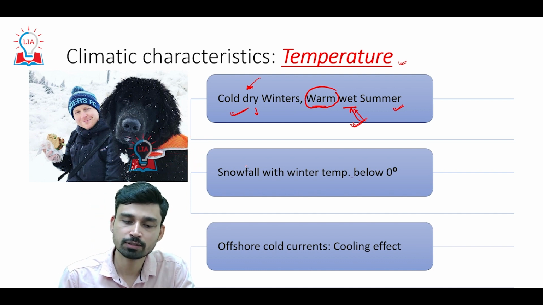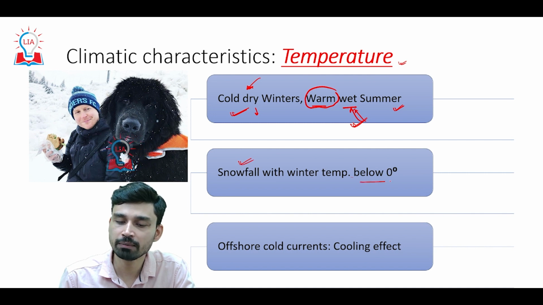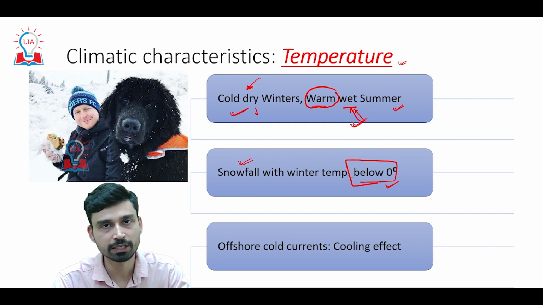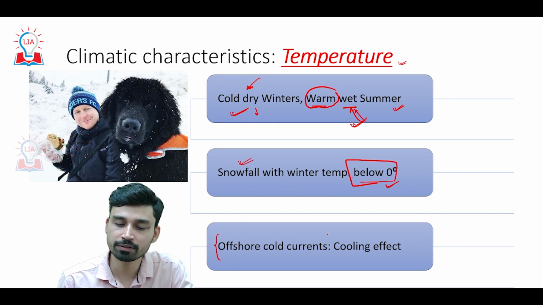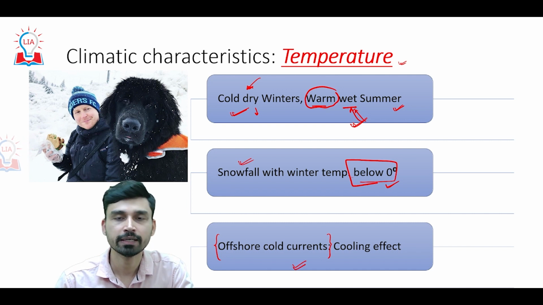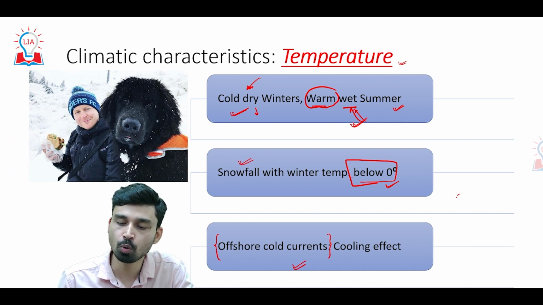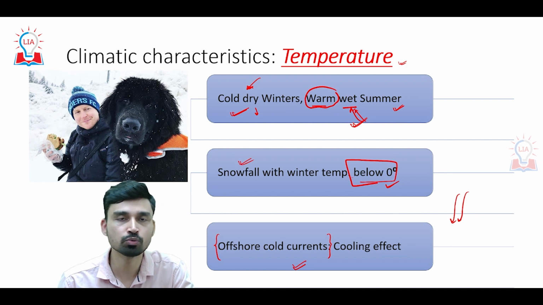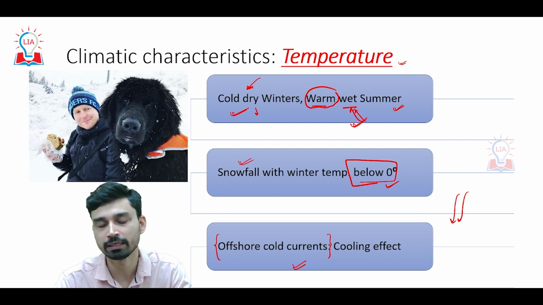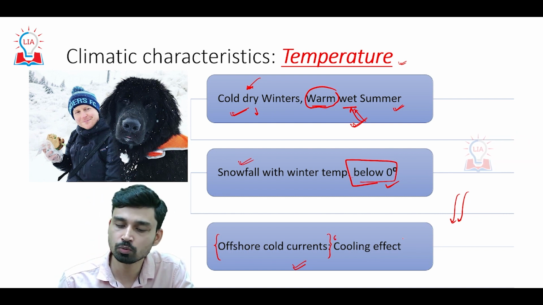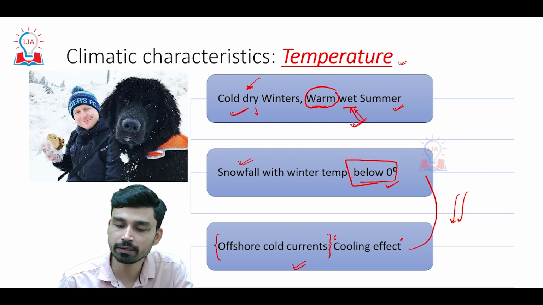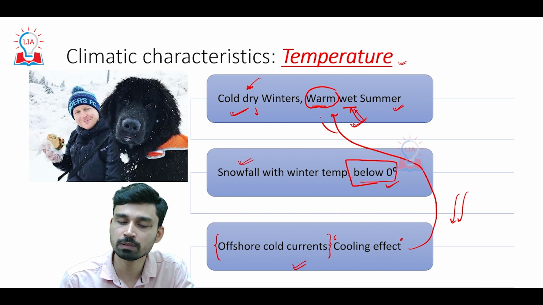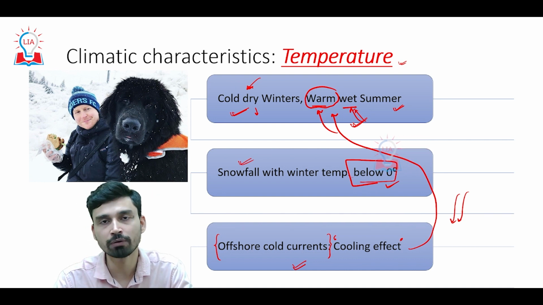As far as snowfall is concerned, whenever the temperature in the winter season drops below 0° Celsius, this region experiences precipitation in the form of snowfall. Also, one very important characteristic of this climatic region is that there is an offshore cold ocean current that flows along this region, and this produces a cooling effect across the coastal areas. This cooling effect is responsible for the moderate summer, not a very hot summer.